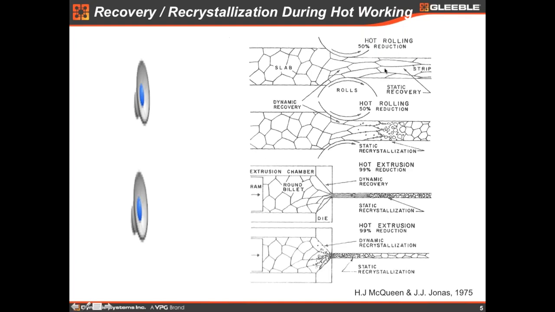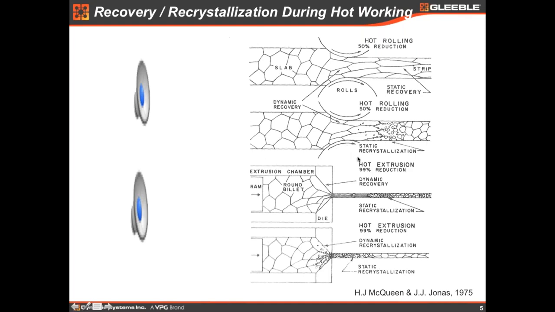If we have a low stacking fault energy metal, let's say like austenite, in the deformation zone you have again dynamic recovery, but it's not enough to decrease the number of dislocations and the driving force. In this way, there will be a nucleation and growth of recrystallized grains statically because it's outside the deformation zone.